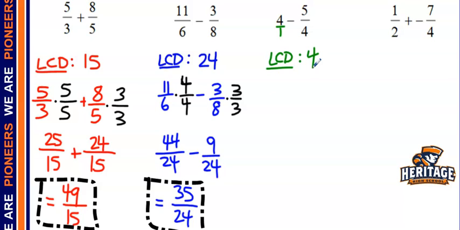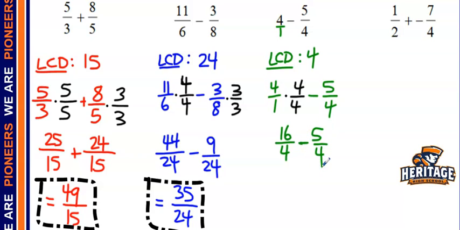So now we take the first fraction, 4 over 1, and we say, what do I multiply 1 by to get to 4? Well, that's pretty straightforward. You just multiply by 4. And then as for the second fraction, the denominator is already 4, so you don't multiply with anything. You only have to convert the first fraction. And that's going to give us 16 over 4 minus 5 over 4.